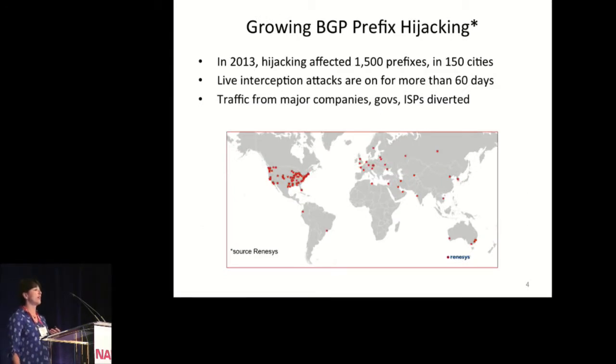In the prefix hijacking area, the Renesys Corporation publishes an annual report showing the frequency of the attacks, and in 2013, 1,500 prefixes were hijacked in 150 cities. You can see that these are distributed all over the world, and the attacks have lasted sometimes for 60 days. So imagine losing your traffic for 60 days. The traffic for major companies and governments and ISPs has been affected by this.